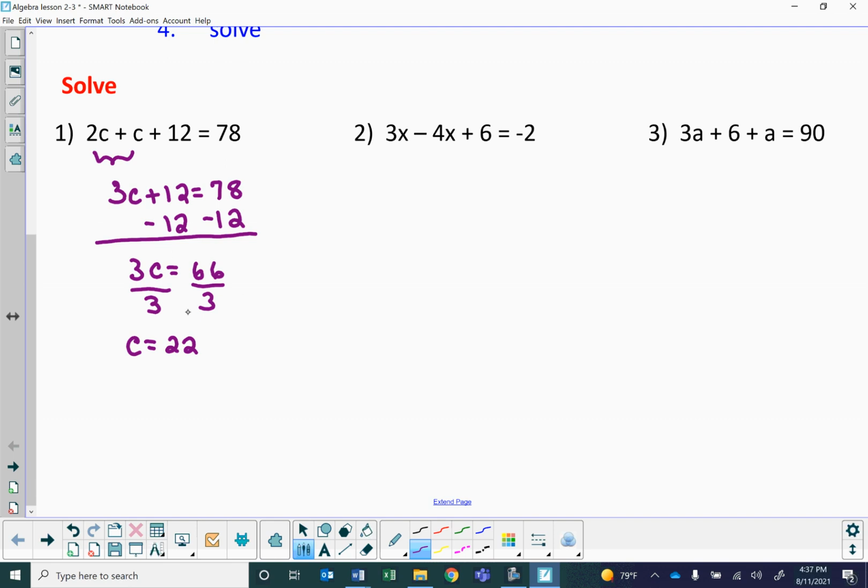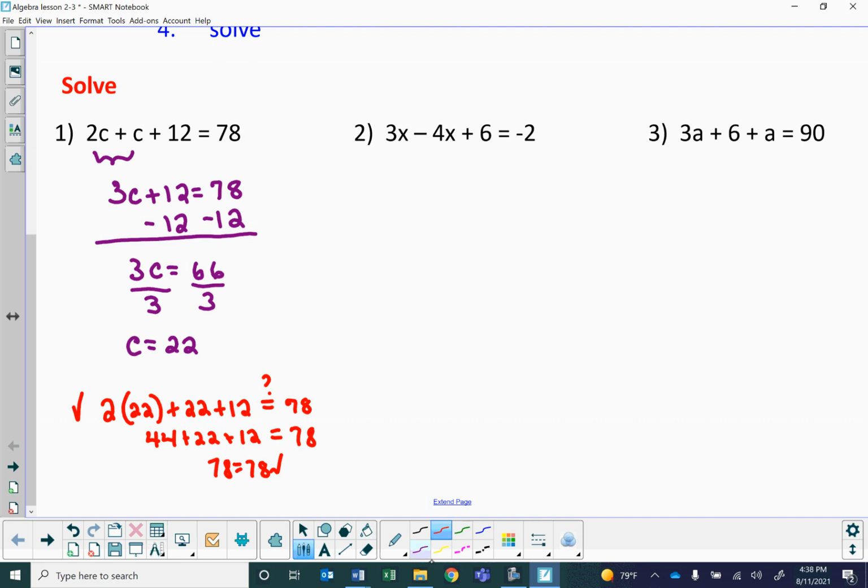And of course, we should check our answer. Check my answer. 2 times 22 plus 22 plus 12 is supposed to equal 78. So 44 plus 22 plus 12. 44 and 22 is 66. 66 and 12 is 78. So 78 equals 78. It does indeed check.